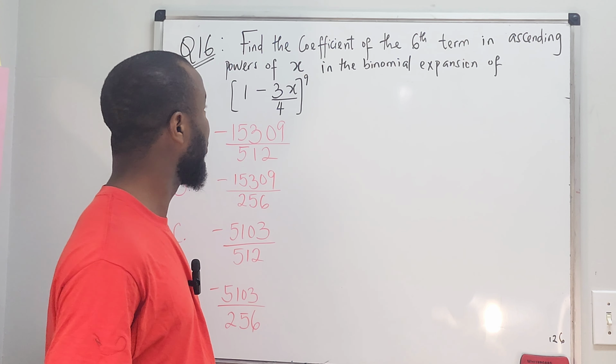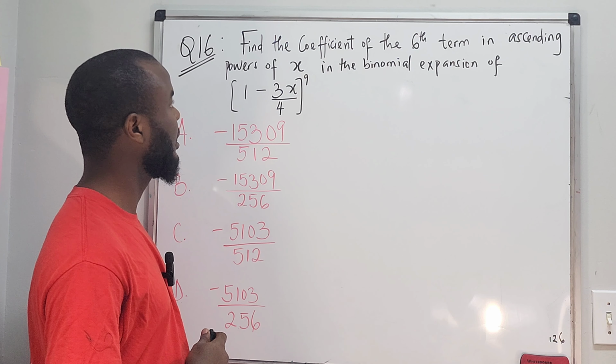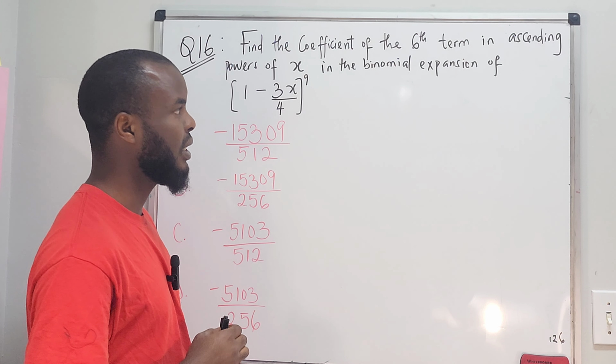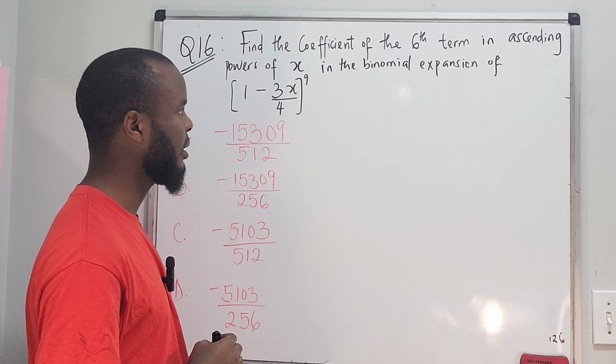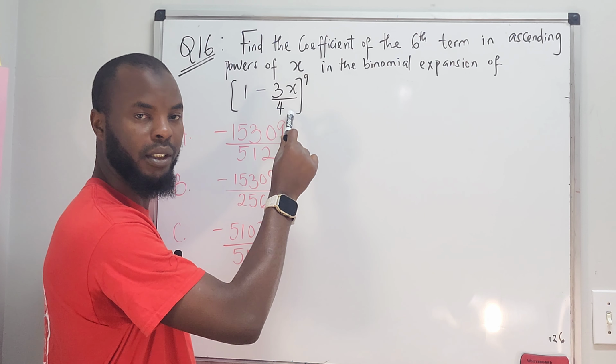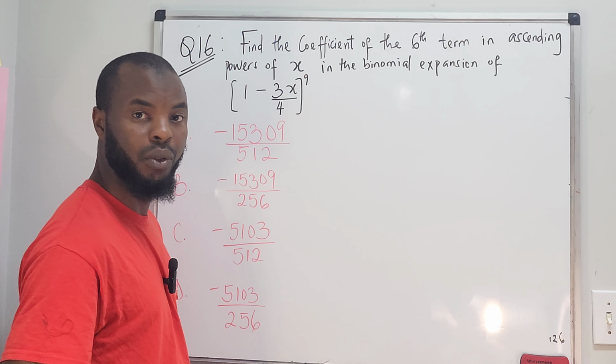Hello viewers, today we'll be doing question number 16. It says, find the coefficient of the sixth term in ascending powers of x in the binomial expansion of this. And we have the options given to us.